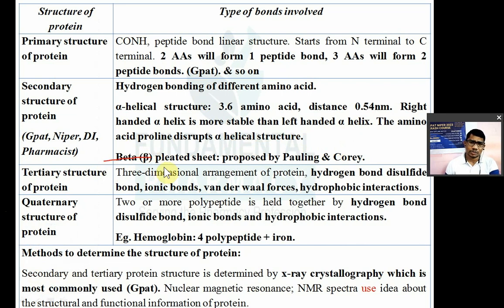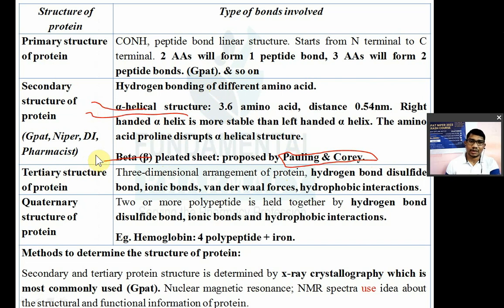It was again proposed by Pauling and Corey. These are the two scientists who demonstrated the primary and secondary structure of protein. They first mentioned this alpha helical structure, which was isolated for the first time. Normally we say alpha, beta, gamma, delta; the first one is alpha. It looks like a helix, that's why it is called alpha helical structure.